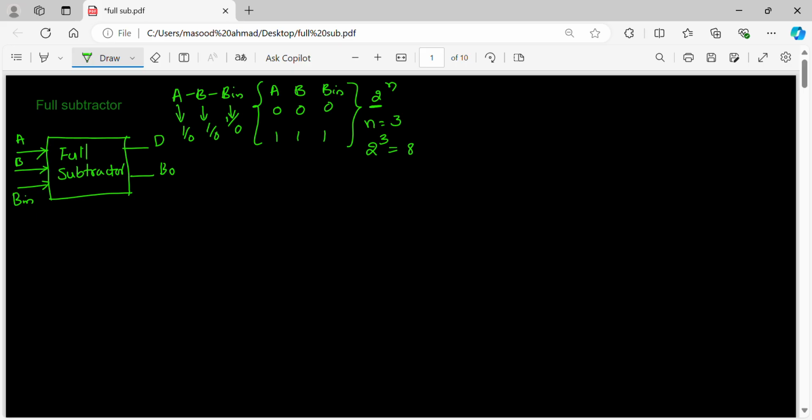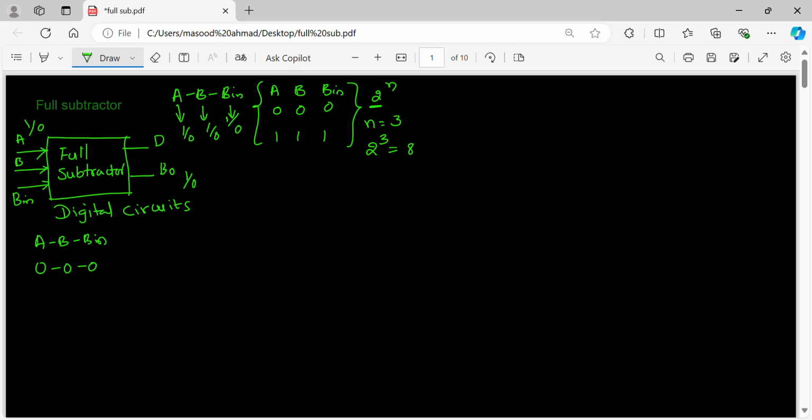Input is a combination of ones and zeros. Output is also ones and zeros. Why is it so? It is the fact that it is a digital circuit. Input is ones and zeros, output is also ones and zeros. Now let's look at the process of A minus B minus B in. Let's suppose 0, 0, 0: 0 minus 0 minus 0.